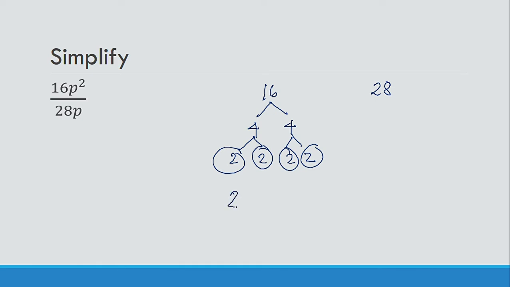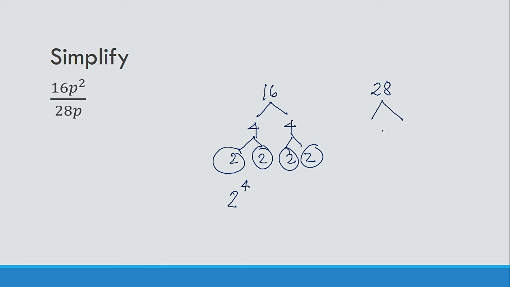So this is now 2. We are writing this one in exponential form. We count how many 2's are there on the branches. So we have 1, 2, 3, 4. So this is now 2 to the 4th. And now we are ready to go for the next number. We have 28.